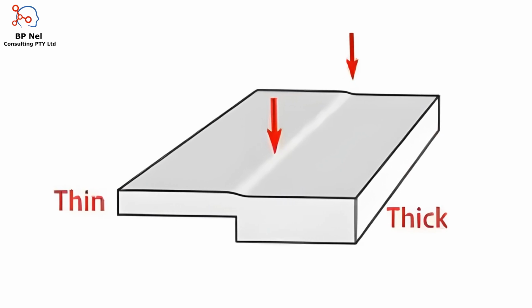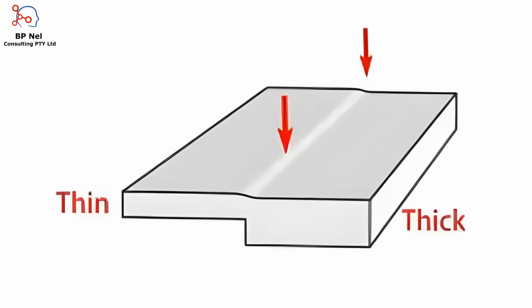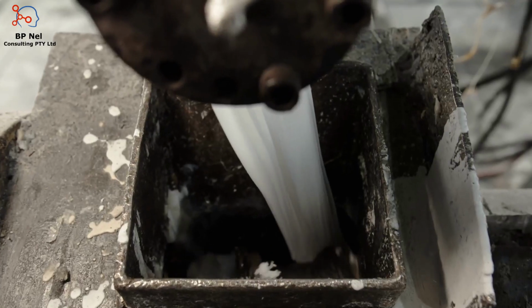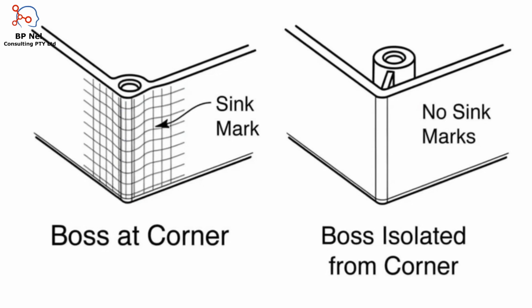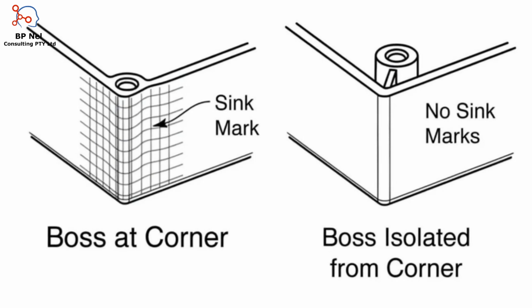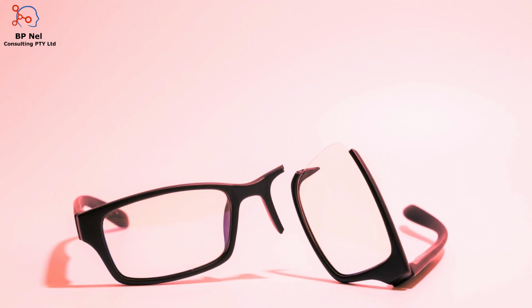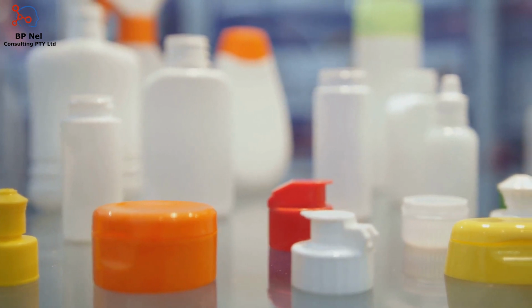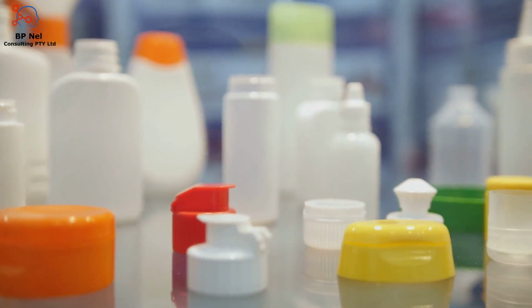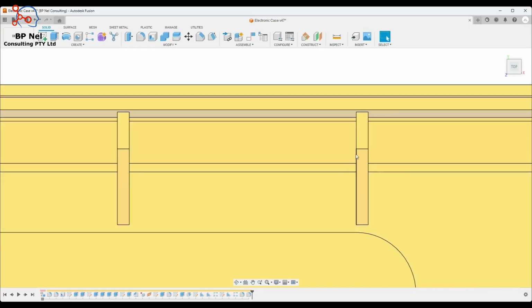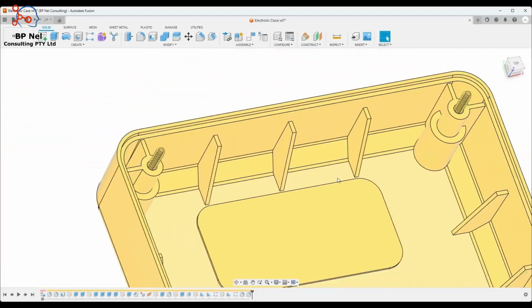Uniform wall thickness is vital for strong, flawless plastic parts. Thick sections cool slower, causing sink marks, warping, and internal stress. Thin walls can lead to incomplete parts or weak spots. Stick to the recommended wall thickness for your material. Need more strength? Add ribs or gussets instead of thickening walls.